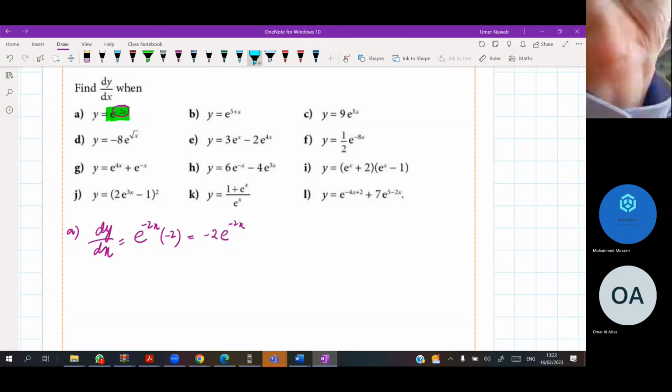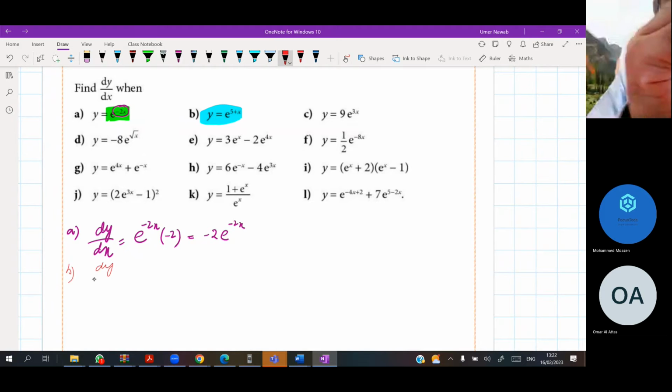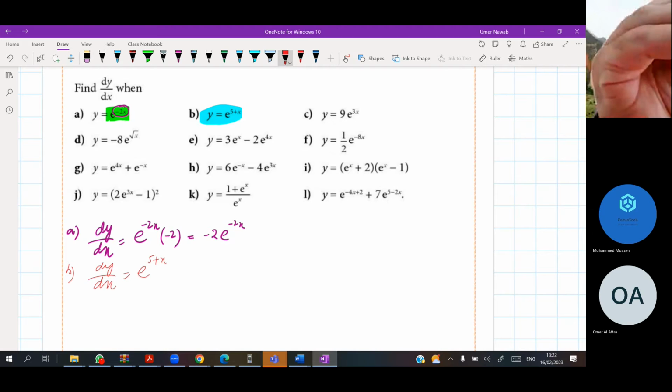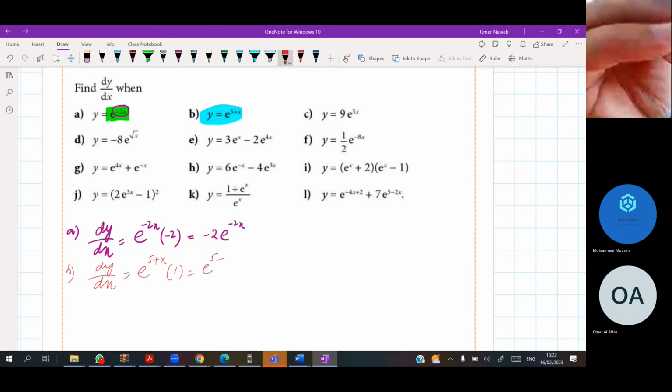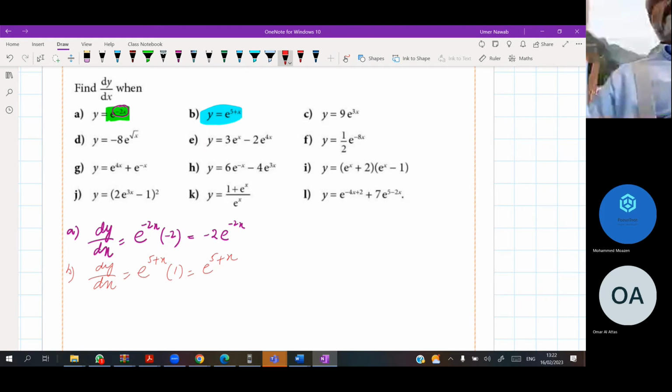If you go to the next one, suppose this one, derivative, same answer will come to you, e raised to power 5 plus x. The further derivative of 5 plus x is just 1, so no need to mention it, just copy 5 plus x. I can write this answer directly. So dy by dx is equal to 9 e raised to 3x. Omar, further derivative of 3x is 3. And I'm going to get 3 times 9 is 27 e raised to 3x.